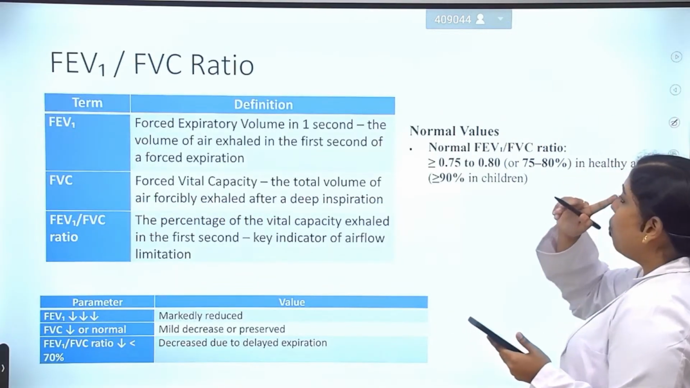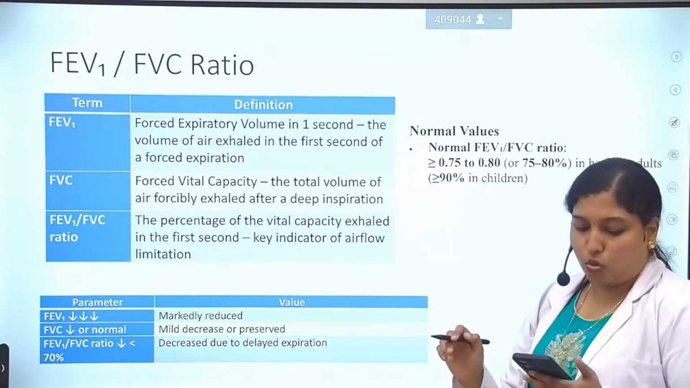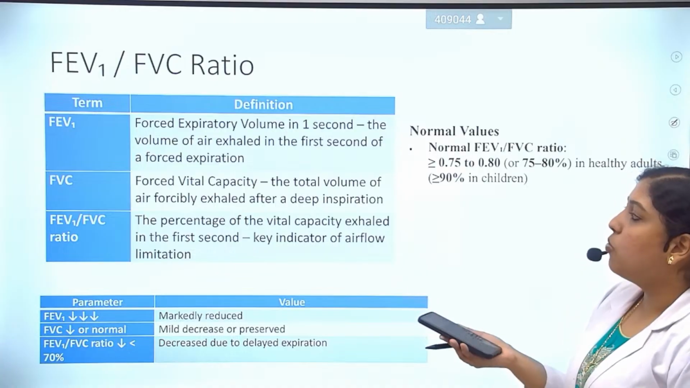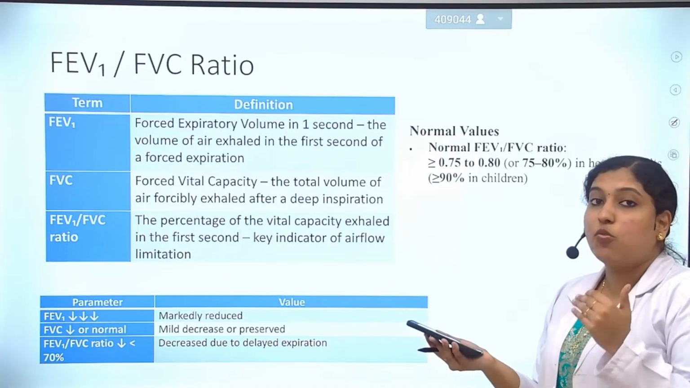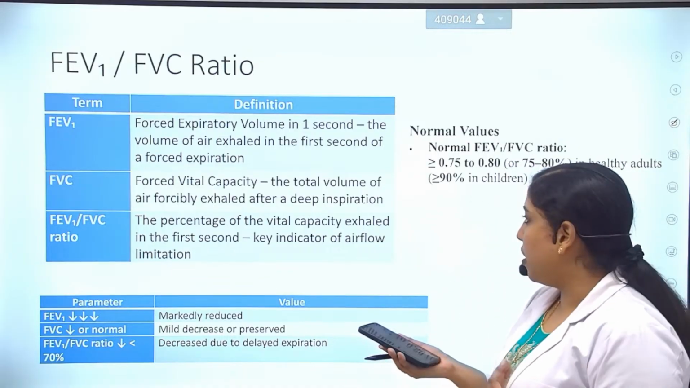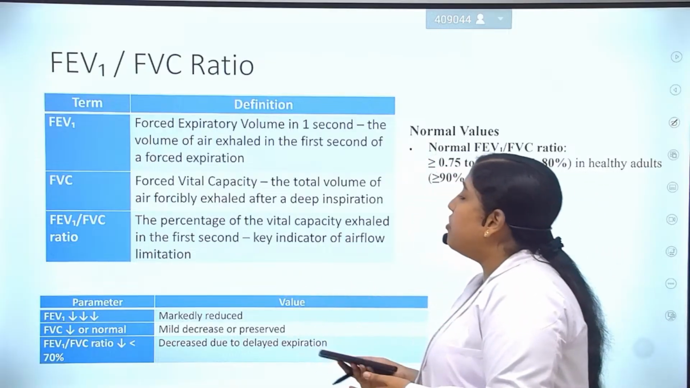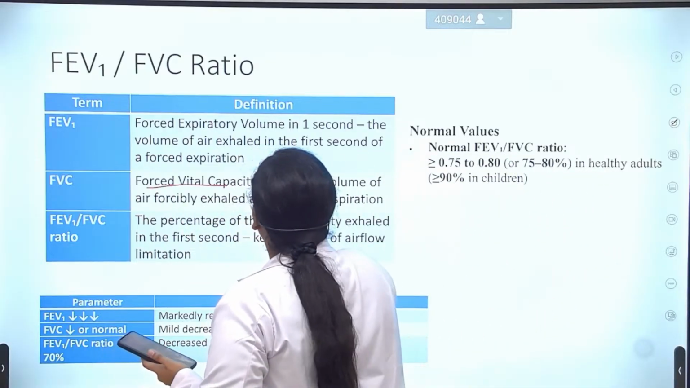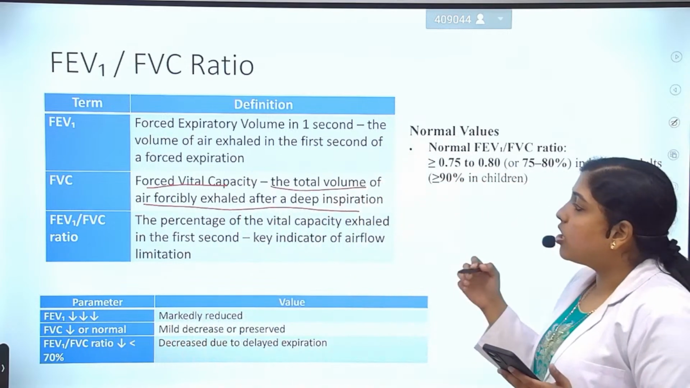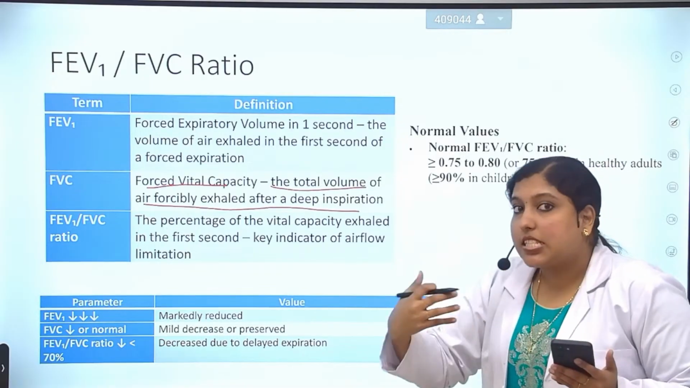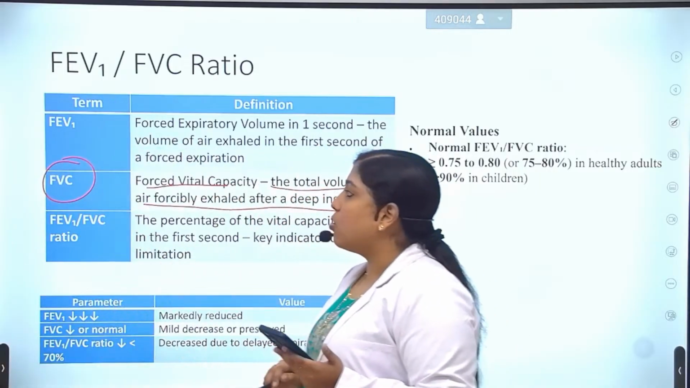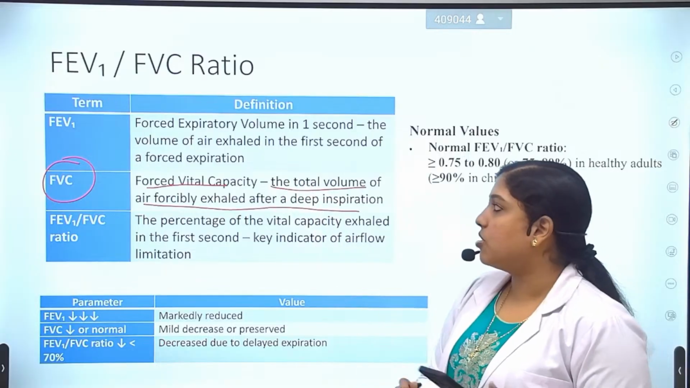Next, the most important clinical value which you have to note whenever we are talking about COPD is your forced expiratory volume 1, which is measured in the first second of the exhalation in your pulmonary function test, and the FVC. FVC is the forced vital capacity, the total volume of air forcibly exhaled after a deep inspiration. When we are monitoring this forced vital capacity, we will be monitoring this FEV1.